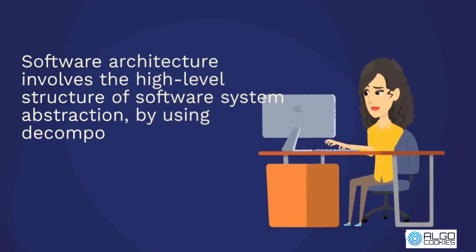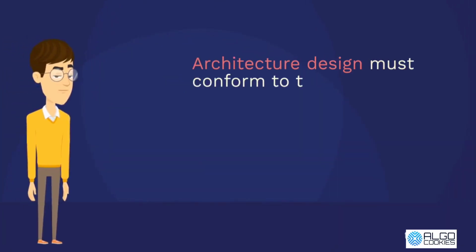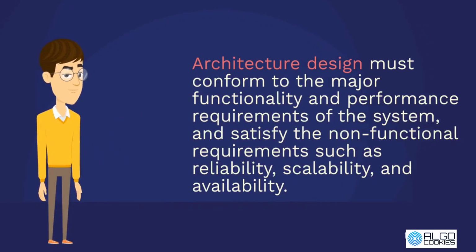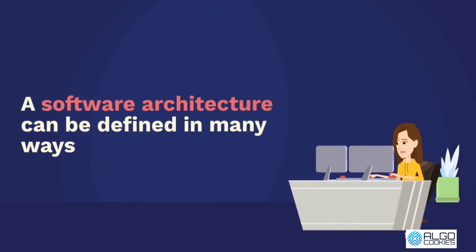Software architecture involves the high-level structure of software system abstraction, by using decomposition and composition, with architectural style and quality attributes. Architecture design must conform to the major functionality and performance requirements of the system, and satisfy the non-functional requirements such as reliability, scalability, and availability. A software architecture can be defined in many ways.